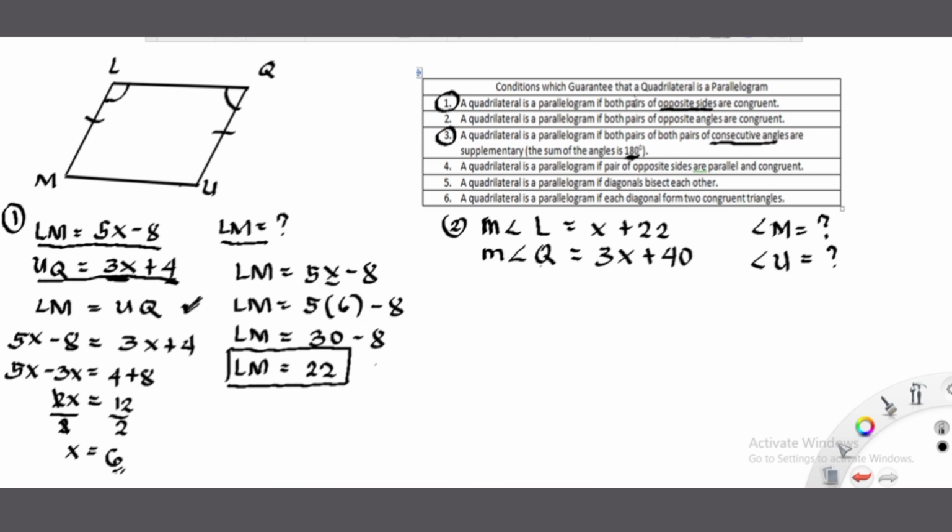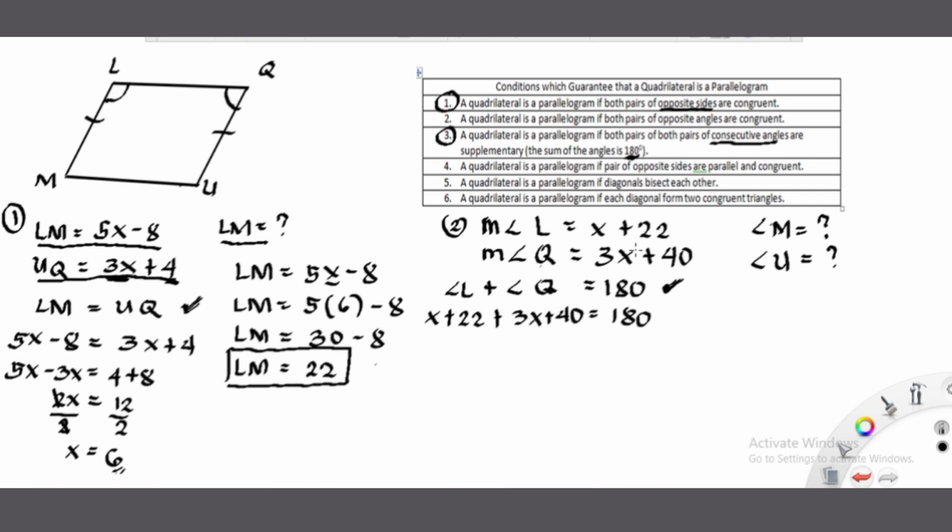And if we are going to write an equation for this, it means to say, since angle Q and angle L are consecutive angles, pag inadd daw natin yan, so angle L plus angle Q, the answer will be 180 degrees. Okay, so we are able to formulate another equation based on our conditions or properties. So the next thing we need to do is to substitute the values. The measure for angle L is x plus 22. Substitute natin yan. Plus angle Q, that is 3x plus 40. Equal daw yan sa 180.